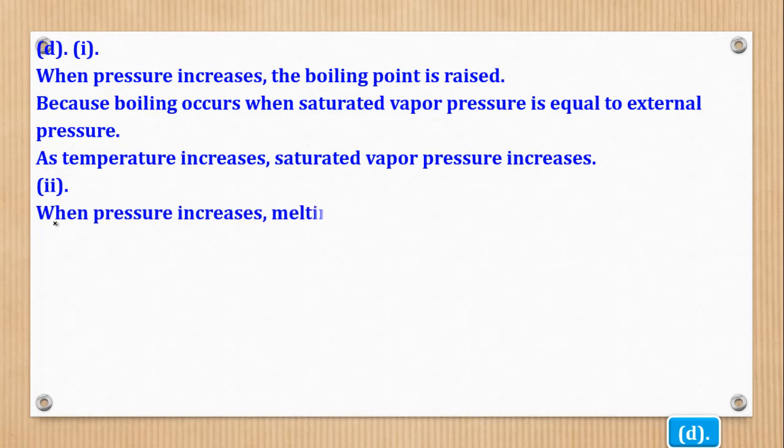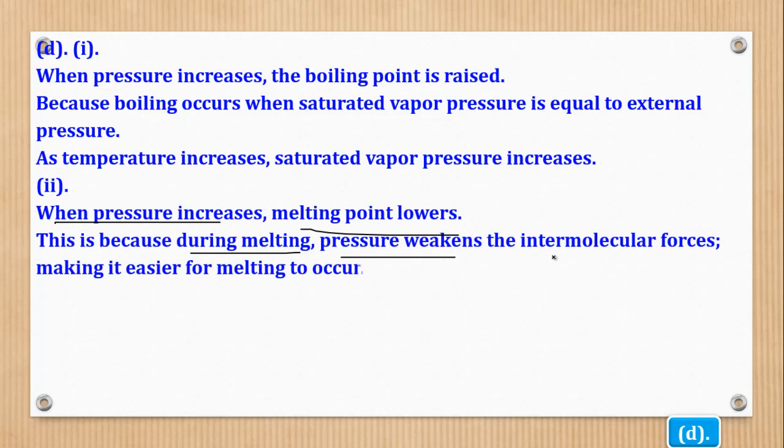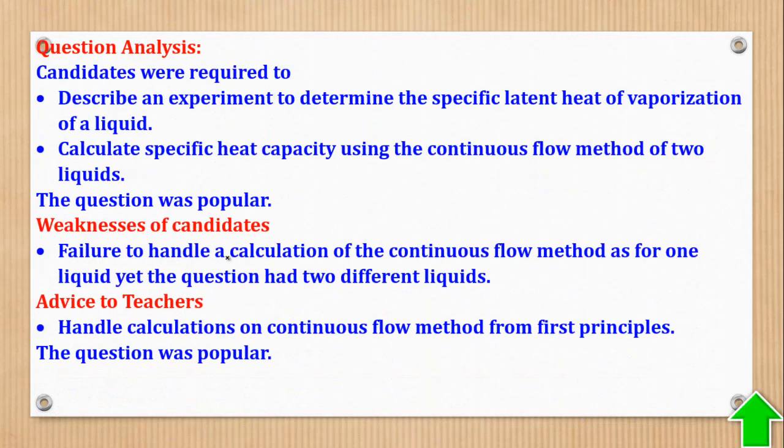Then Roman 2, when pressure increases, melting point lowers. Why is it so? It is because during melting, pressure weakens the intermolecular forces, making it easier for melting to occur. And that's what they wanted. So that's the analysis for this question.